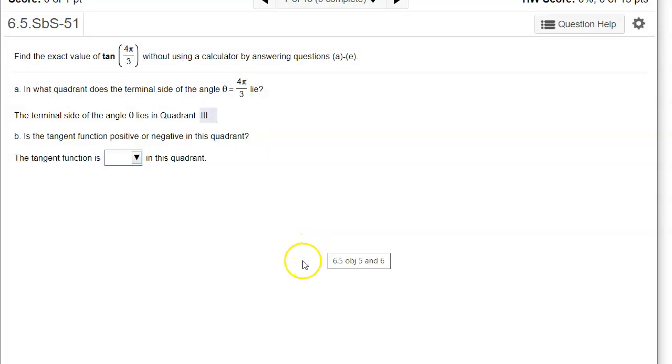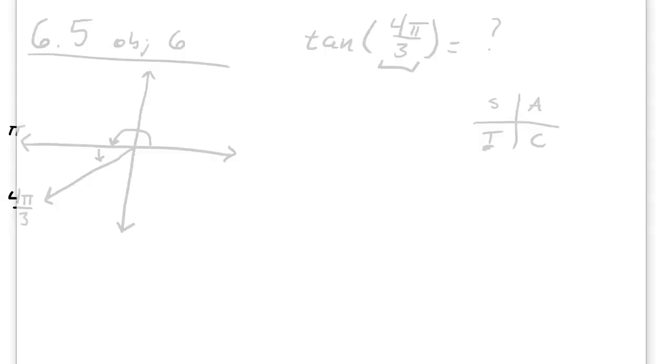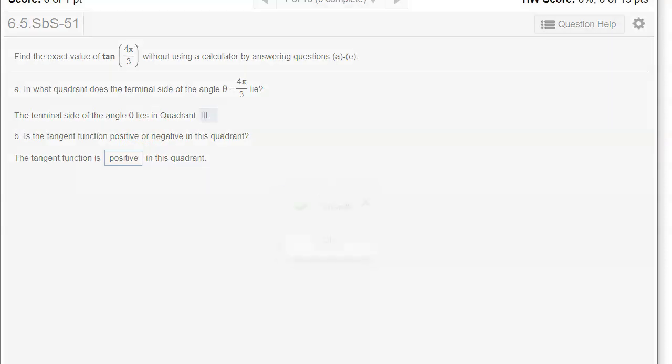The next thing it's going to ask is, is the tangent function positive or negative in this quadrant? And hopefully you remember the saying, All Students Take Calculus. So in quadrant 3, the T suggests that tangent is positive. So we can go in and tell it it's going to be positive.